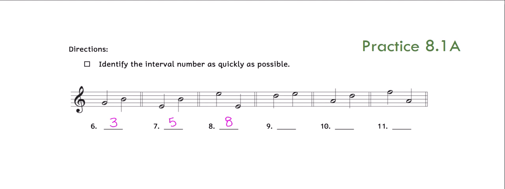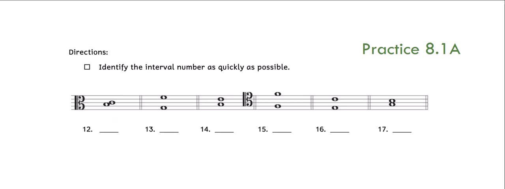Number 9, D to E is a second. Number 10, A to D is 1 more than a third, so this is a fourth. And number 11, A to E would be a fifth, so A to F is a sixth. Go ahead and do the last row, pause the video, and press play when you're ready.